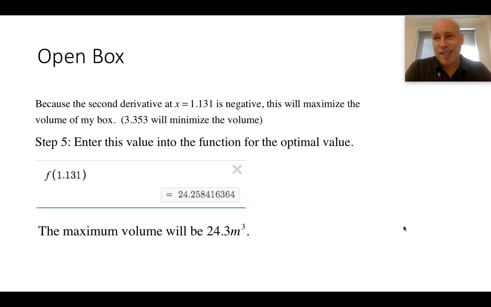Now, you're lucky because I think most of the problems you get in the book and on the IB exam, they give you a function. So you don't have to construct the function. You're lucky. Have fun.